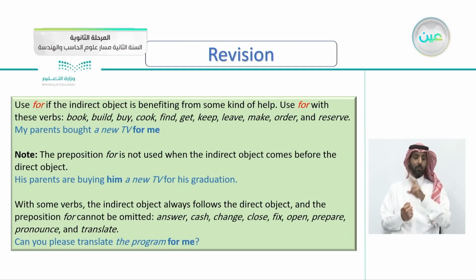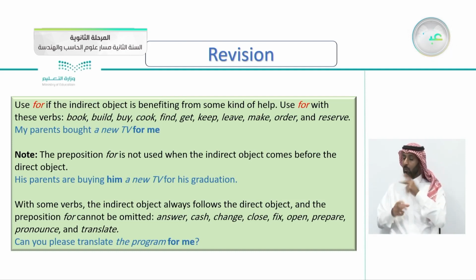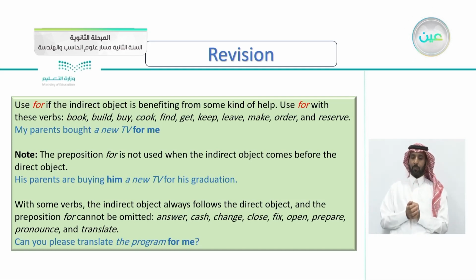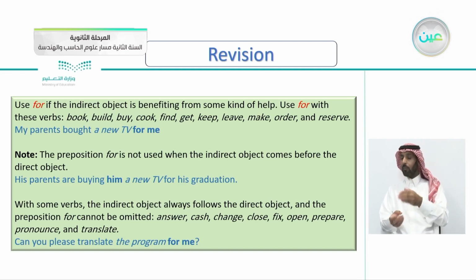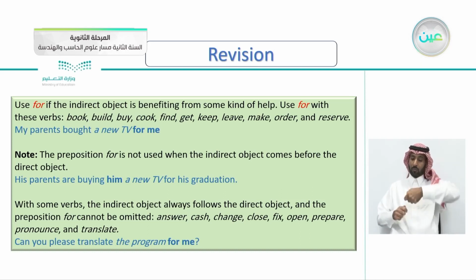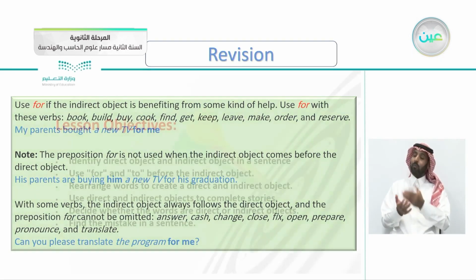For example, my parents bought a new TV for me. They helped me to buy the TV. The preposition for is not used when the indirect object comes before the direct, as mentioned before. With some verbs, the indirect object always follows the direct object, and we cannot omit the preposition for. Verbs like answer, cash, change, close, fix, open, prepare, and etc. Can you please translate the program for me?